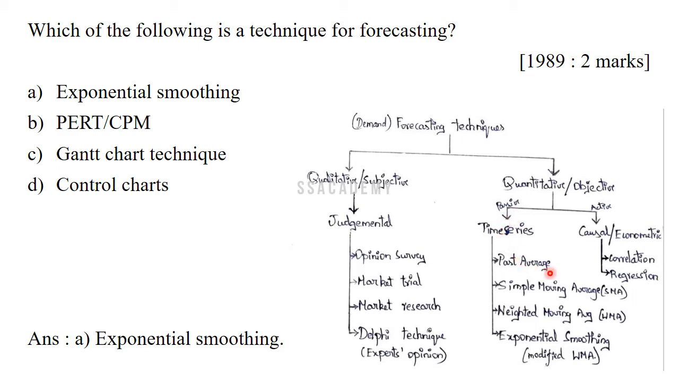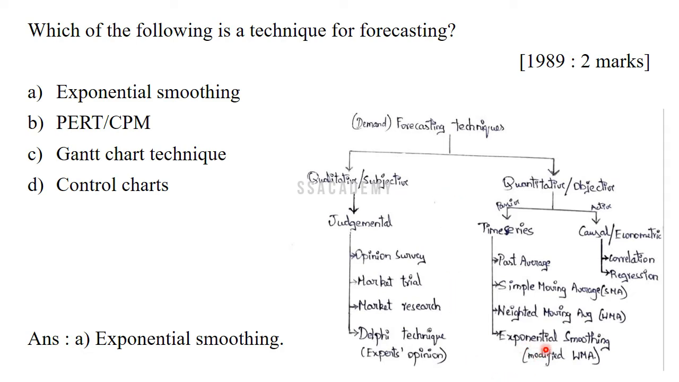The types are past average or simple average, then simple moving average or rolling average, and weighted moving average. Another one is exponential smoothing, which is a modified form of weighted moving average. Sometimes there is an additional type like exponential moving average, where instead of weighted, it is exponential. In the active type of quantitative objective forecasting, we have causal and econometric series. In that, there are 2 types: correlation and regression analysis. From this, we now know what the forecasting techniques are.